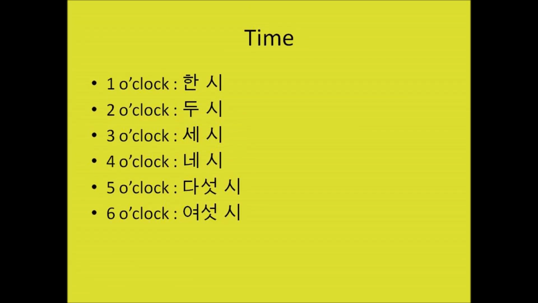Now, we shall learn how to tell time in Korean. 1시, which means 1 o'clock. 2시, which means 2 o'clock. 3시, which means 3 o'clock. 4시, which means 4 o'clock. 5시, which means 5 o'clock. 6시, which means 6 o'clock.